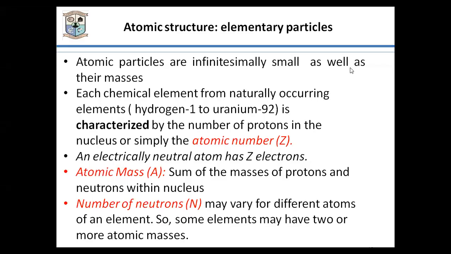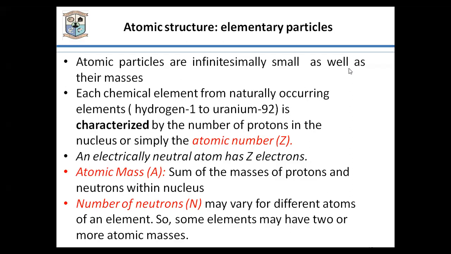So we have the atomic mass, or the mass number. This is the sum of masses of protons and neutrons within a nucleus. So mass number is equal to number of protons plus number of neutrons. And the number of neutrons is symbolized as N, capital letter N. This one may vary for different atoms of an element.